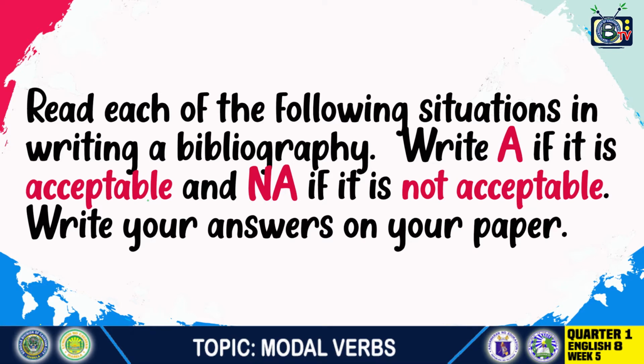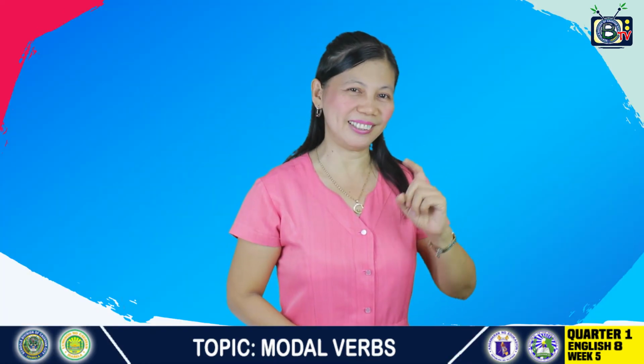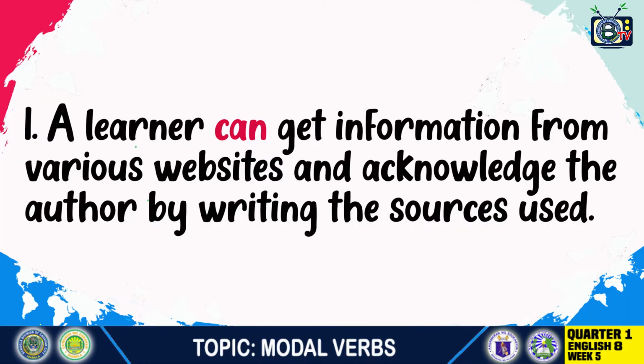Read each of the following situations in writing a bibliography. Write A if it is acceptable and NA if it is not acceptable. Write your answers on your paper. Number 1. A learner can get information from various websites and acknowledge the author by writing the sources used.